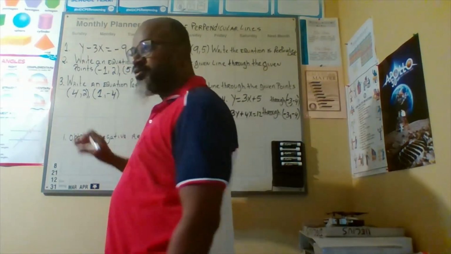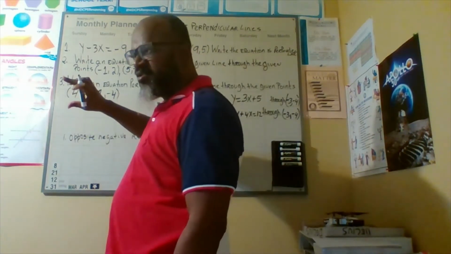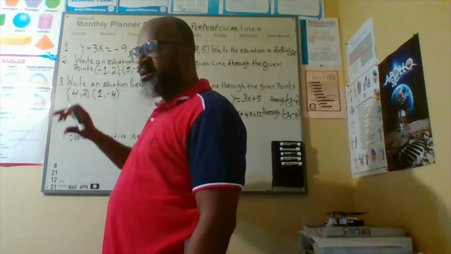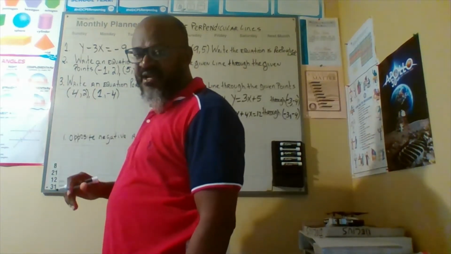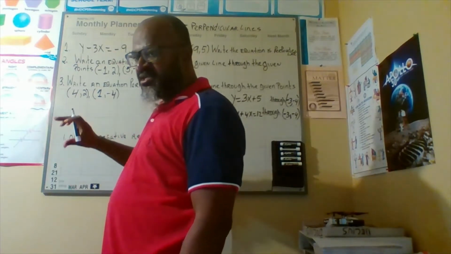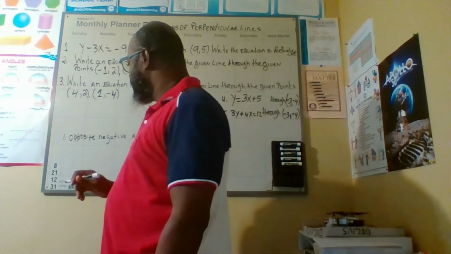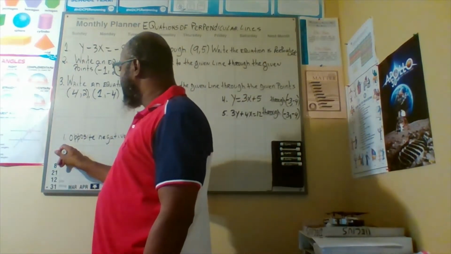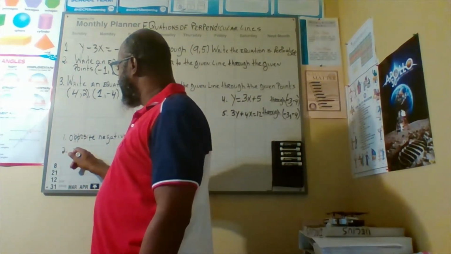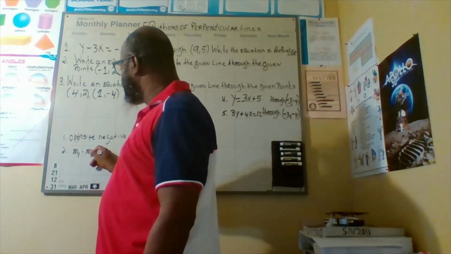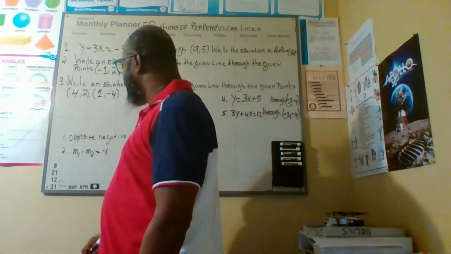You find this slope. Many of you will use the term flip, but the proper term is reciprocal with a negative sign. Whatever you call it, you flip it, you take the reciprocal, and you change the sign. Second, you can take slope 1 times slope 2, and it should equal negative 1.